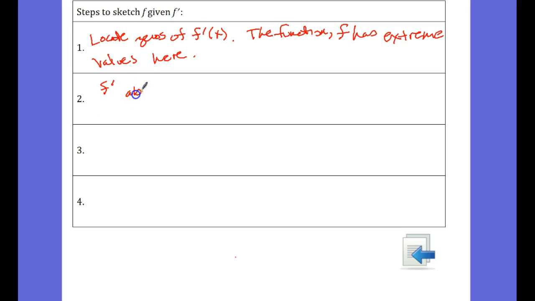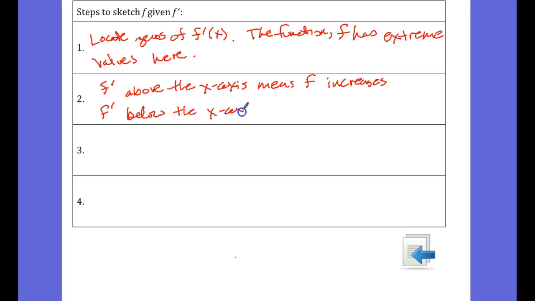Two, f prime above the x-axis means that f is increasing. In other words, f prime of x is positive. Likewise, f prime below the x-axis, these are negative values of f prime, and that means that f is decreasing. At this point, I can go back to these extrema and label them as maxima or minima.